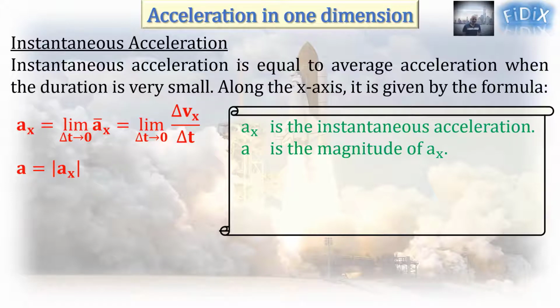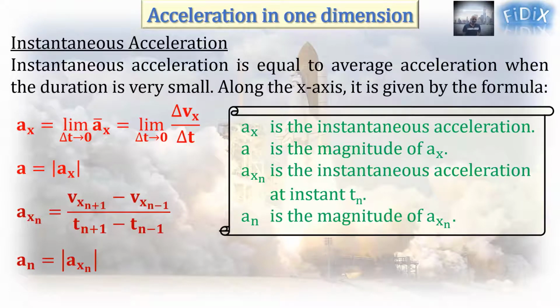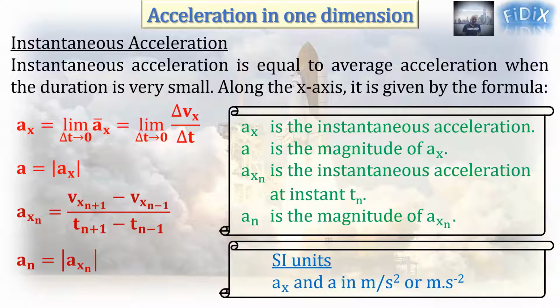If the velocities of the particle are known at different instants, this formula can be replaced with an acceptable precision by this other formula, which gives the instantaneous acceleration at a certain instant tn by computing the average acceleration between the previous instant tn minus 1 and the next instant tn plus 1. Also note that in this case, the magnitude an of the instantaneous acceleration axn is equal to its absolute value. In the International System of Units, Ax and A are expressed in meters per second squared.